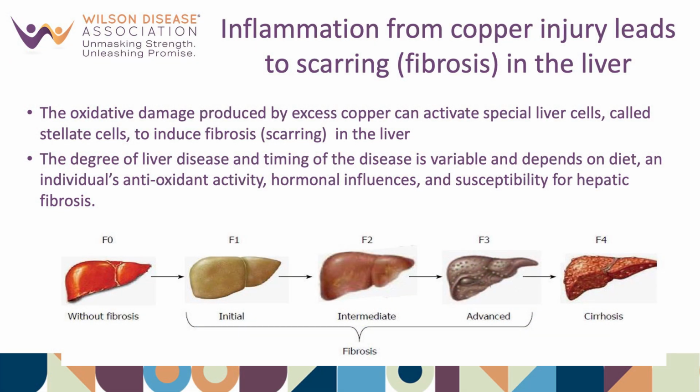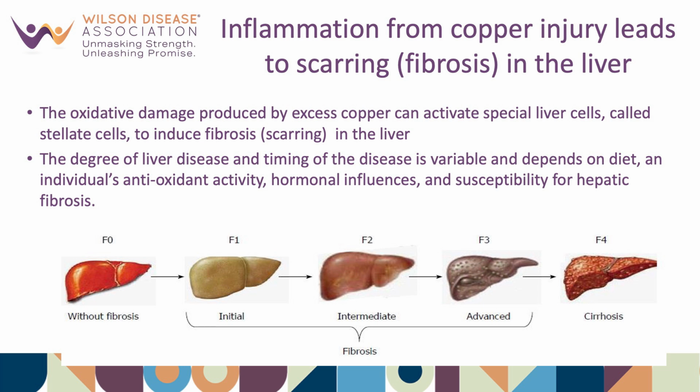So it's important to see what's happening from a cellular level on a big picture level. This oxidative damage that's produced by the excess copper, which can lead to inflammation, activates special cells within the liver called stellate cells to induce scarring, which the medical term we use is fibrosis. And the degree of liver disease, when a patient presents to us, really varies. It depends on the environmental exposures: whether the patient has fat in their liver, alcohol use, other potential liver disease, environmental factors.